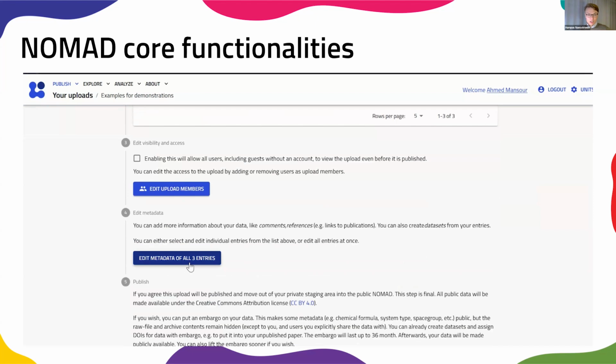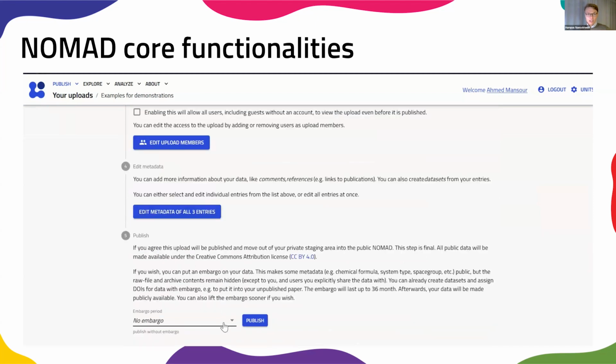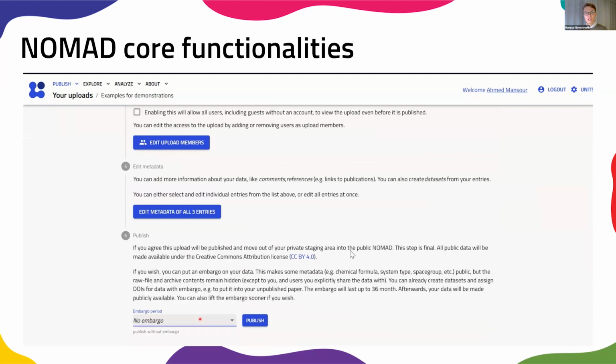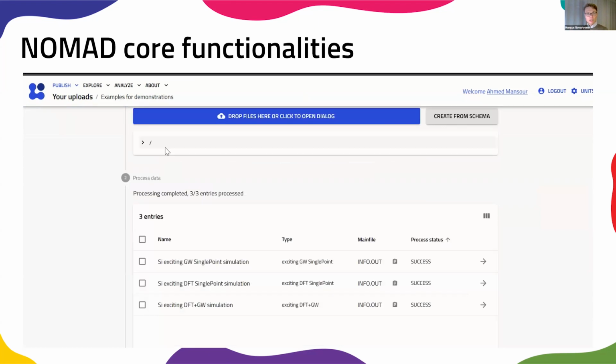And then later on, we can go down and publish this data, and then we can set an embargo period, so that if we want to have a certain embargo period before it actually becomes public, we can do that down there. And if we go ahead, we saw that the 3 of these entries were registered in NOMAD, so we can go and have a look at these.